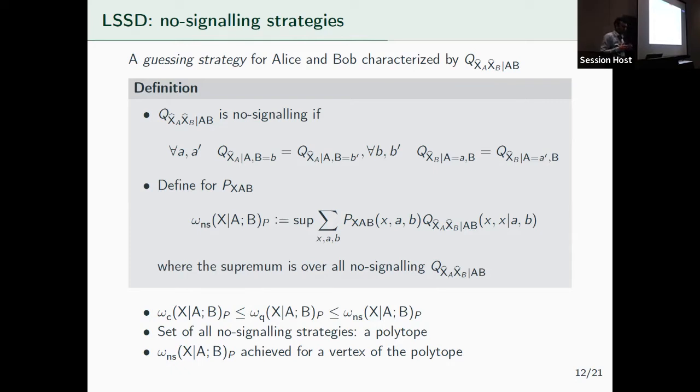If Alice and Bob cannot communicate, then Alice's output shouldn't depend on Bob's input. We can also define the no signaling value as the maximum probability of winning over all these no signaling strategies. We denote it by omega ns. And why do we care about these strategies? First, they give us an upper bound on the quantum value because you can check that any quantum strategy is actually a no signaling strategy. Also, it's easy to compute this no signaling value because all the constraints are linear. It's a linear program, and you can solve it efficiently.